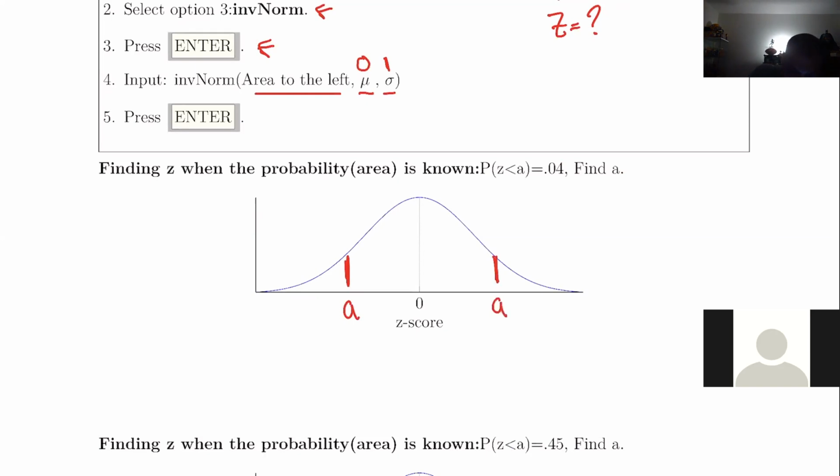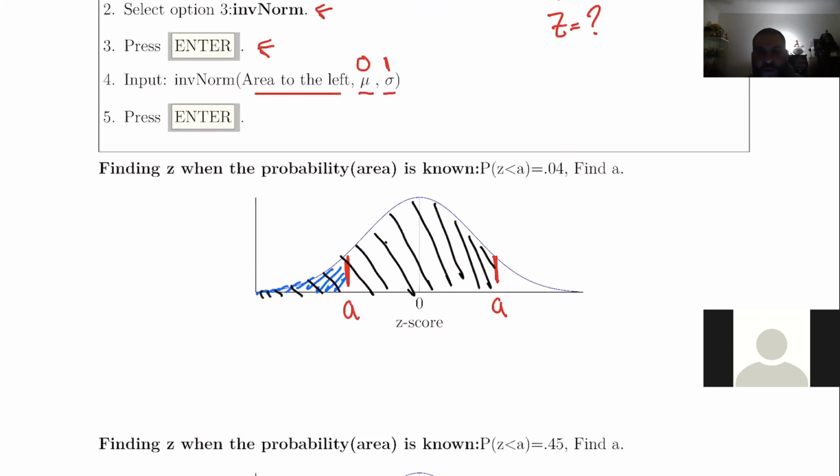If this is my A, that means you shade all of this. If this one is my A, that means I shade all of this. So which drawing looks more correct, given that the probability of the left-hand side should equal 0.04, or 4%? The black drawing or the blue drawing?